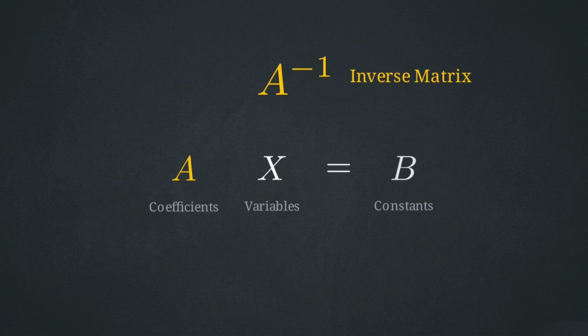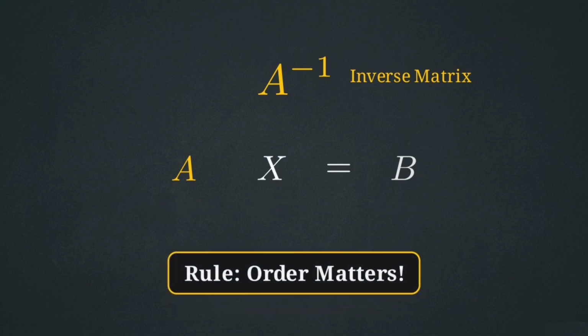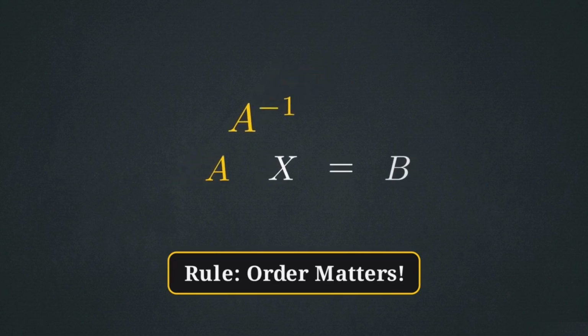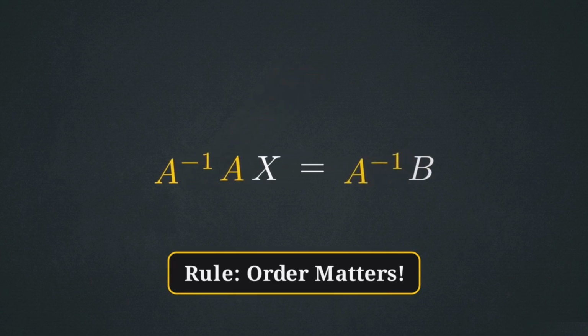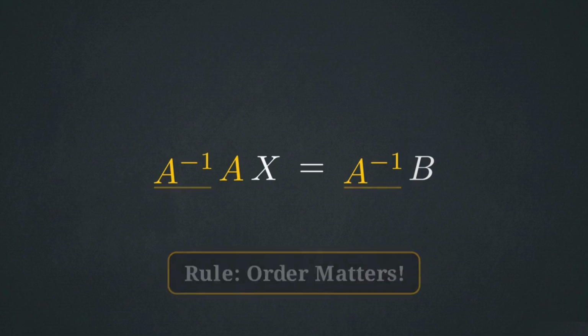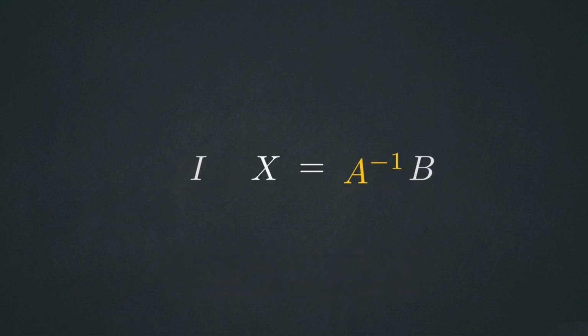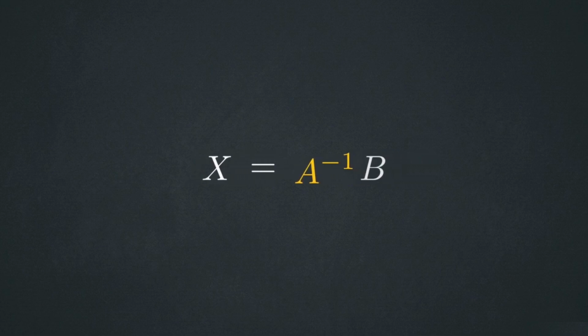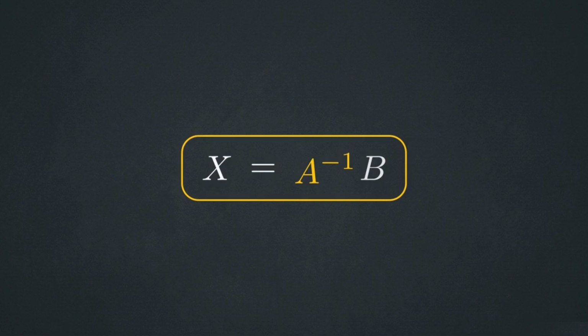Here is the most rigid rule in matrix math. Multiplication order matters. Because we multiply by the inverse on the far left side of our X matrix, we must also place it on the far left of our B matrix. On the left side, the inverse and the original matrix neutralize each other. They vanish entirely, leaving exactly what we want. X equals the inverse of A multiplied by B.